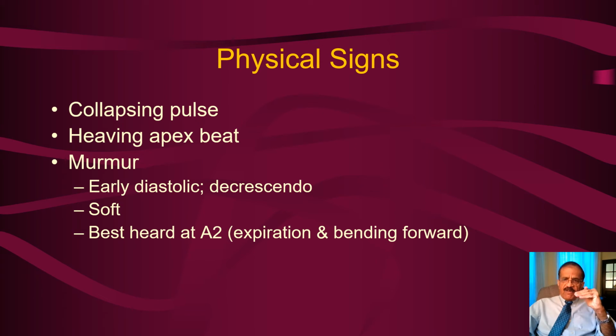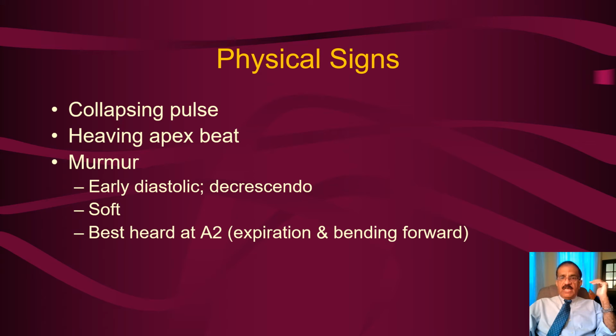With time, after a few milliseconds, as the blood is coming back from the aorta to the left ventricle, the pressure in the aorta is coming down and the pressure in the left ventricle is going up. So somewhere during the middle part of the diastole, the pressure equalizes and there is no more regurgitation. So there is a murmur which is early diastolic, up to the middle of diastole. It is not heard in the later part of the diastole.